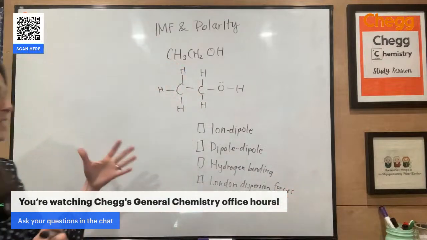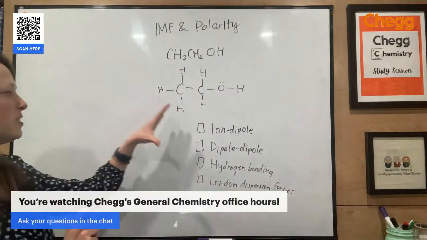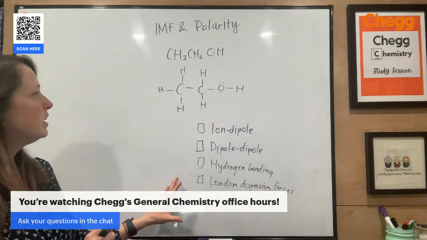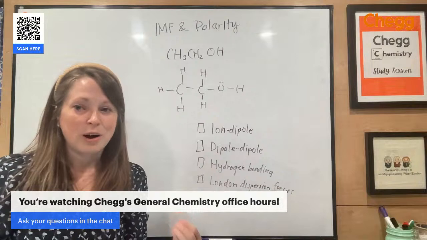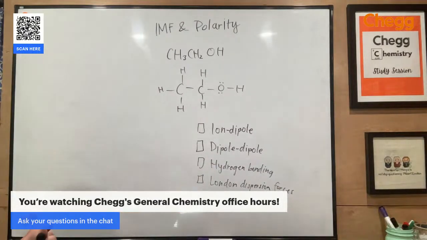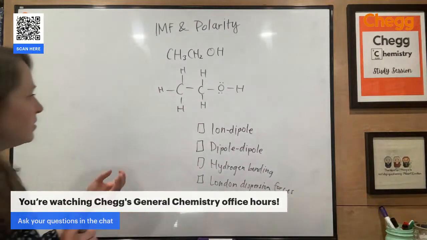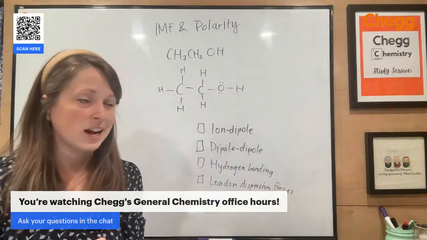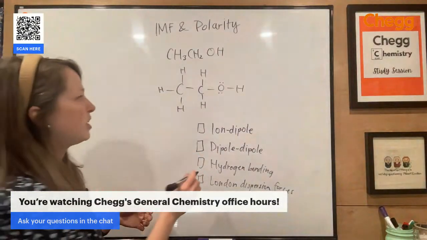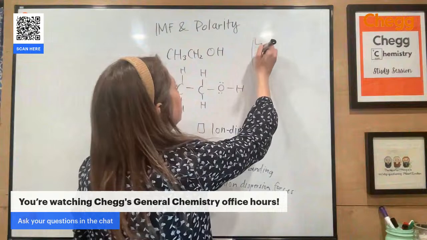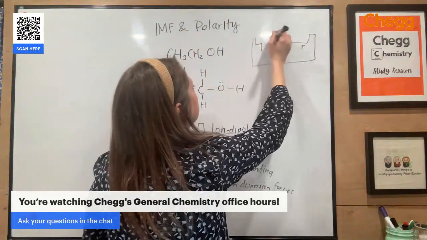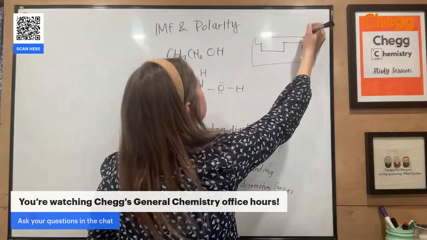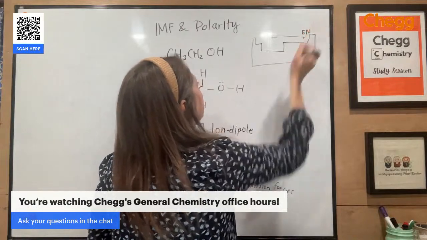All right, so the first thing I need to know to be able to answer whether this experiences any of these intermolecular forces is whether or not it is a polar molecule. With polarity, we have to look for differences in electronegativity. You can think about the trend on the periodic table. Fluorine is your most electronegative atom, so this is my increasing electronegativity.